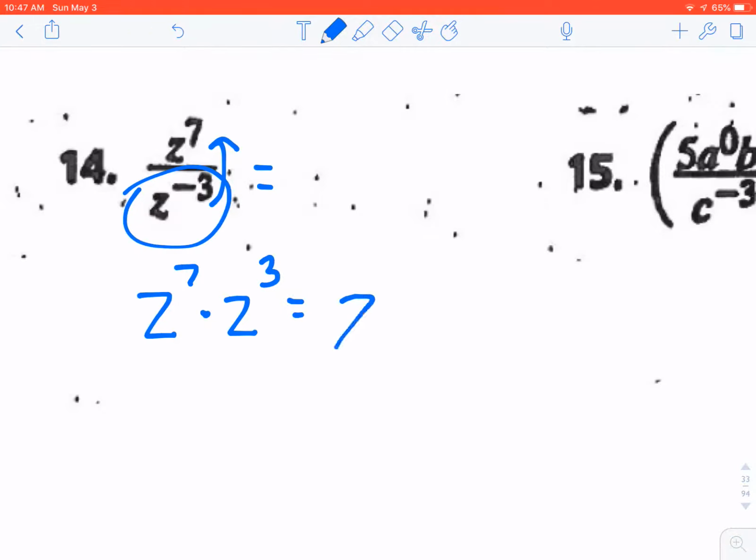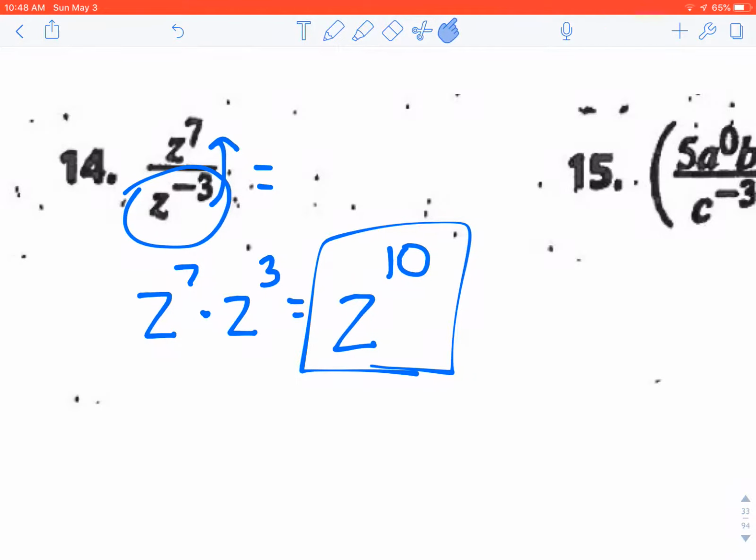Okay, so rewrite the base of z. 7 plus 3 is 10. Keep it on top because, again, we moved that negative exponent to the top.